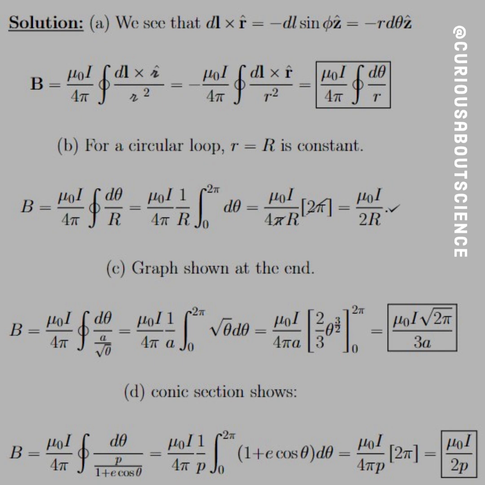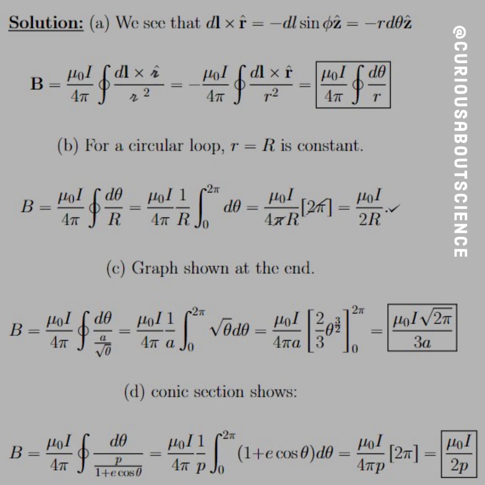So for A, we see that dl cross r hat is equal to the magnitude dl sine phi in the z hat direction, and that reduces down to negative r d theta z hat. Okay, so we substitute that in. Pretty quick, pretty easy. And then we end up with the integral form that we wanted. Good to go there. Note that because we're at the origin, script r goes to regular r.